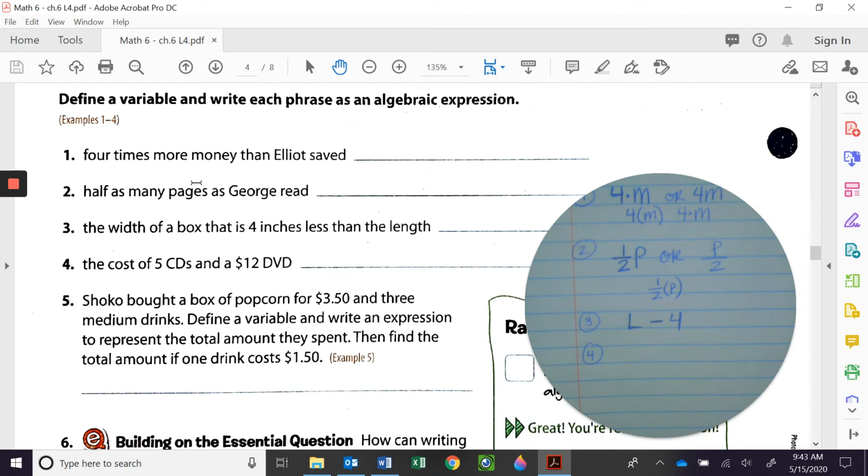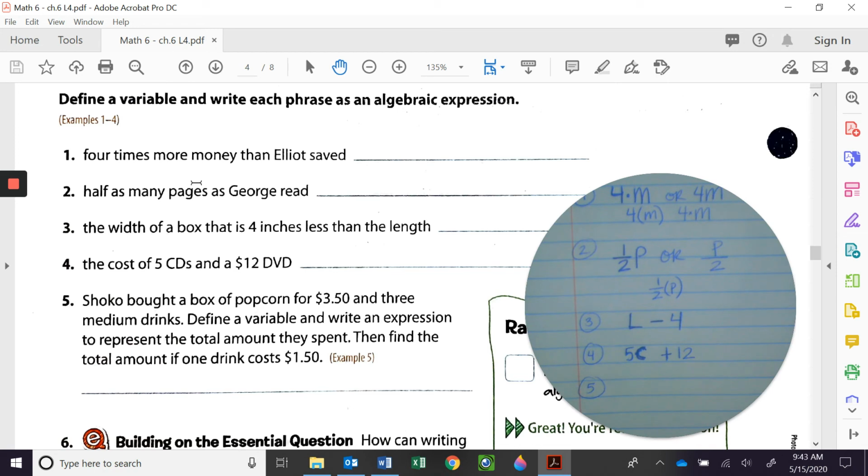The cost of 5 CDs and a $12 DVD. Sorry, I misread that. So we know we're definitely buying the $12 DVD. And if we buy 5 CDs, then we're multiplying, because you have to buy 5 of them, and we have to figure out how much that costs. So 5C plus the $12 DVD.